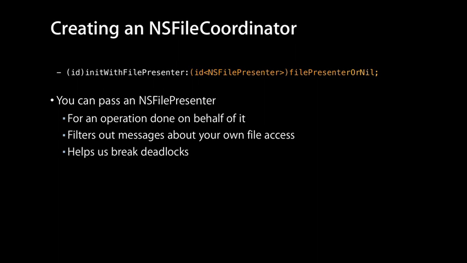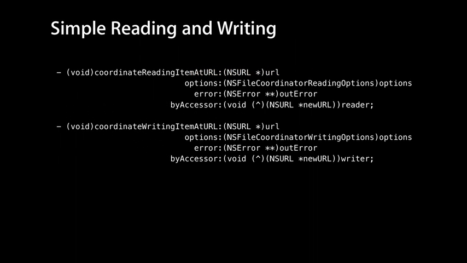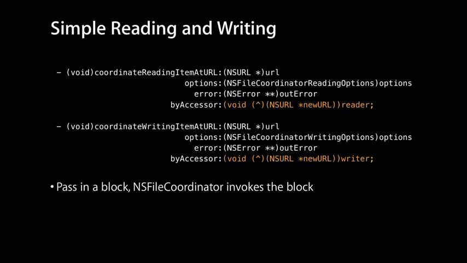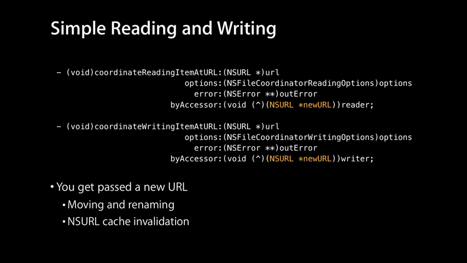So let's take a look at doing some simple reading and writing with NSFileCoordinator. The methods that you're going to use the most often are these two: coordinateReadingItemAtURL and coordinateWritingItemAtURL. Now you'll notice that both of these methods have an end parameter that's a block. It's this byAccessor. So what you do is you basically pass in a block that represents the reading or the writing that you want to do, and NSFileCoordinator invokes that block. Now it's important to note that what gets passed into this block is a new URL.